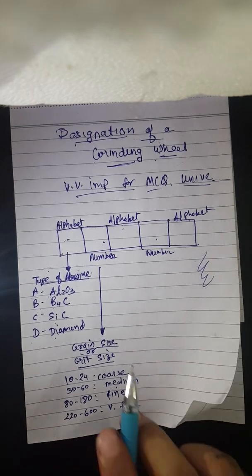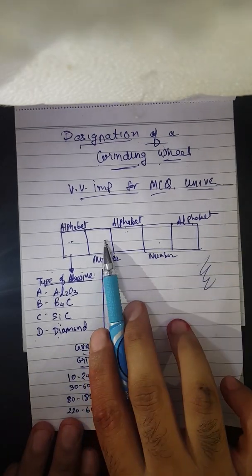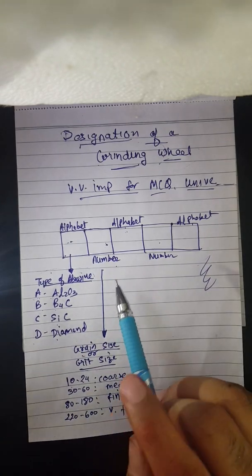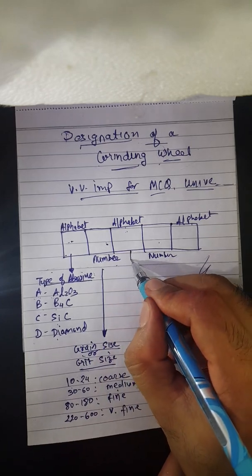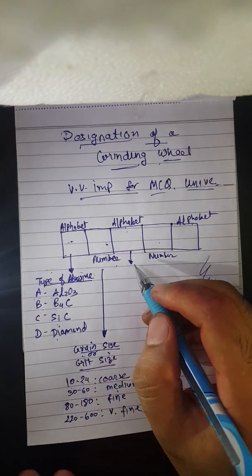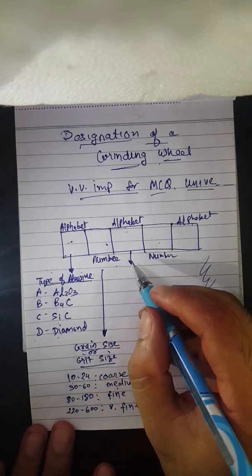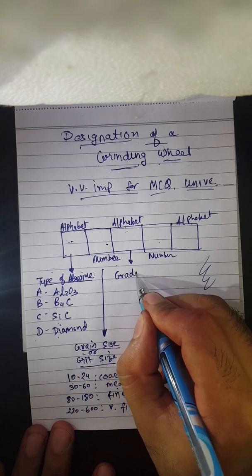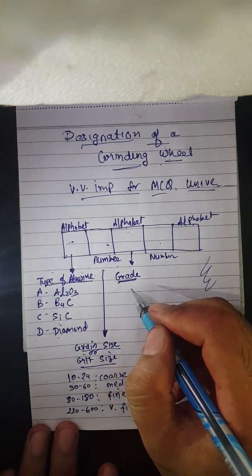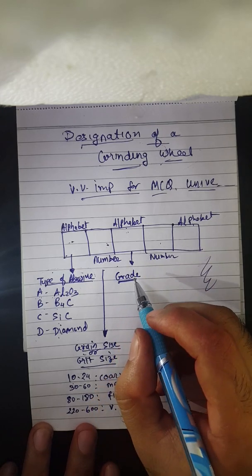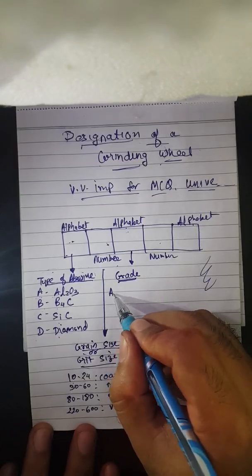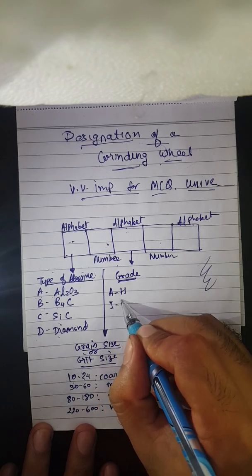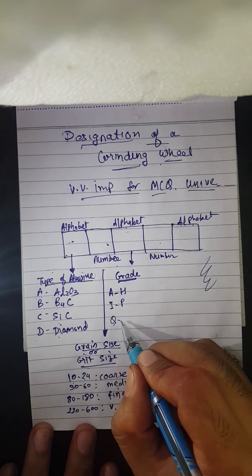So this is what the next block suggests, which is denoted by any number that falls in this range. Now coming to the third block, which corresponds to an alphabet. This third alphabet denotes something called a grade. We'll see what a grade is when we discuss each of these in detail, but it can have a range between A to H, or I to P, or Q to Z.